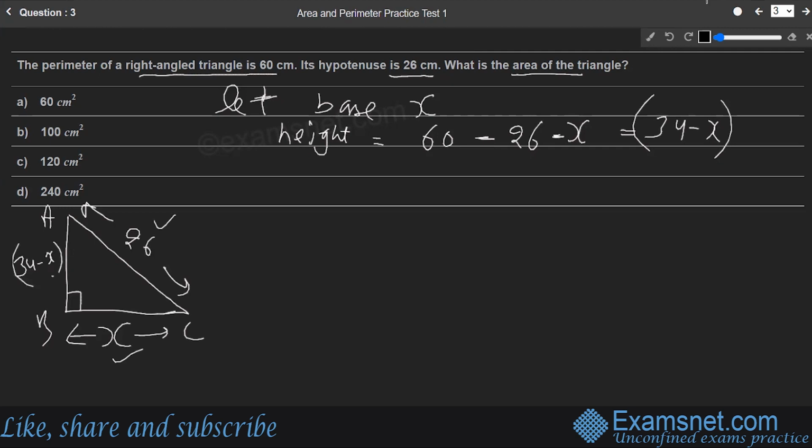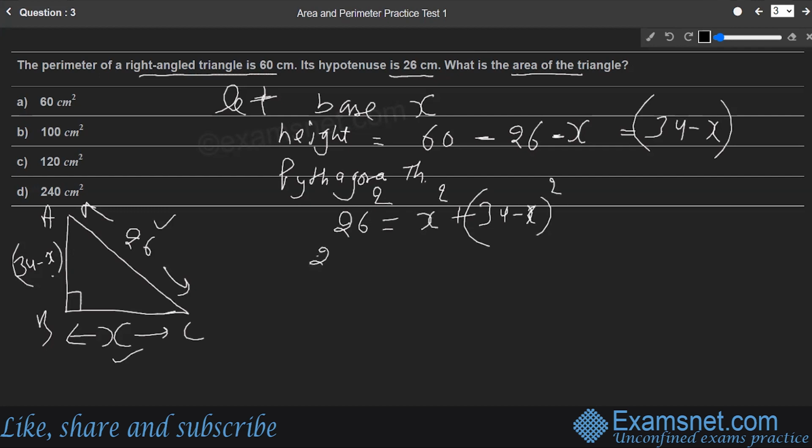Now these are the three things we have got. Clearly we can apply the Pythagoras theorem, because it is a right triangle. The Pythagoras theorem says hypotenuse square is equal to base square plus perpendicular square. Here the hypotenuse square, 26 square, is equal to base x square plus 34 minus x whole square. Let us solve this equation further.